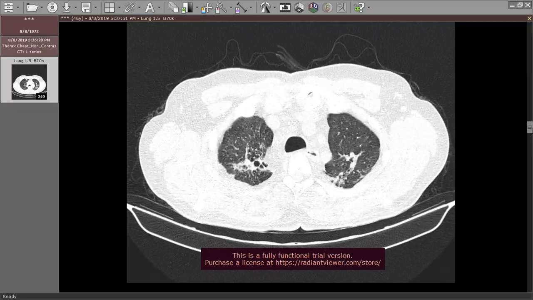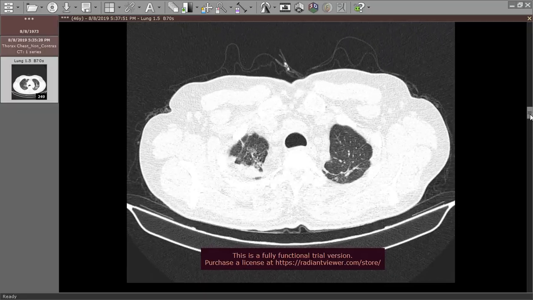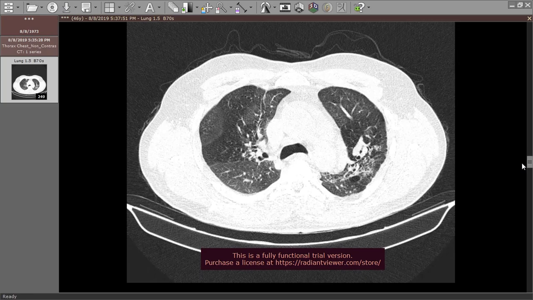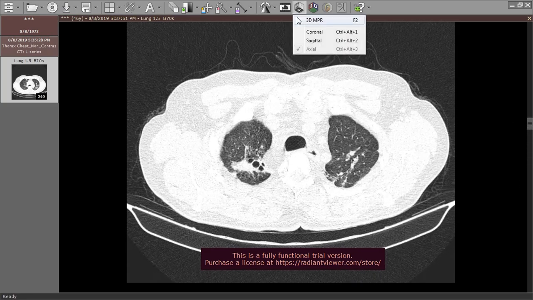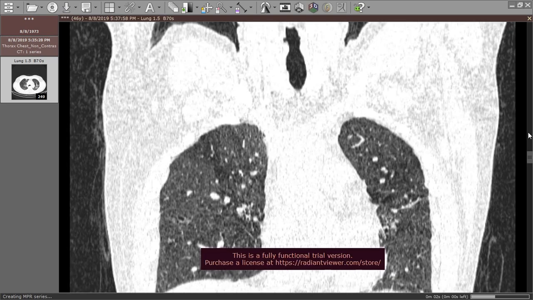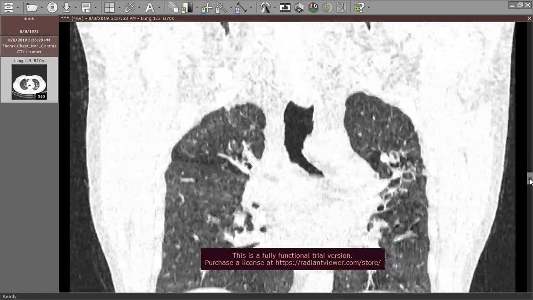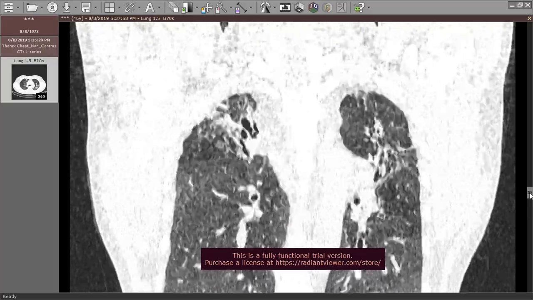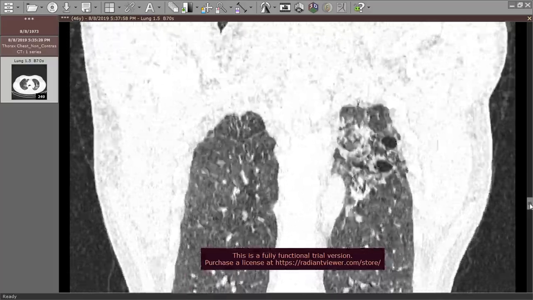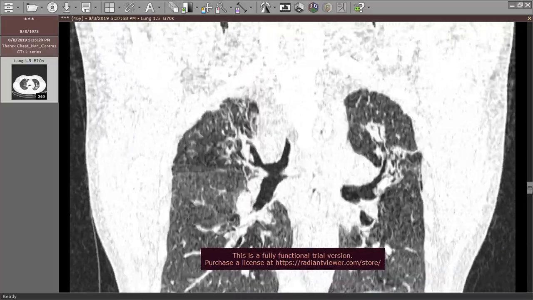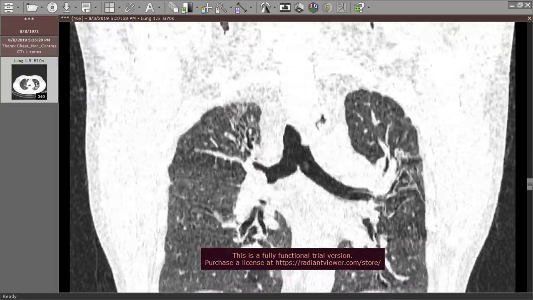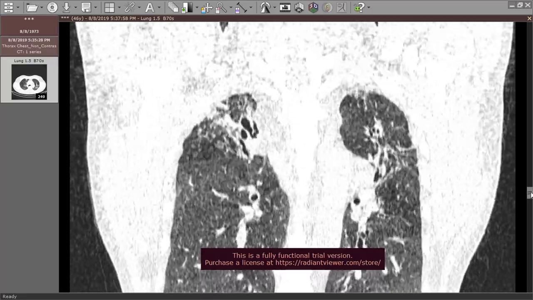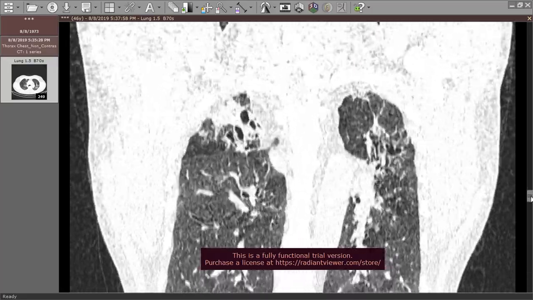This typical location of apical fibrocystic changes or fibrocavitary changes is typical for old TB infection. Yes, apical fibrosis with cystic changes and traction bronchiectatic changes denoting a chronic, inactive process, mainly of old TB.